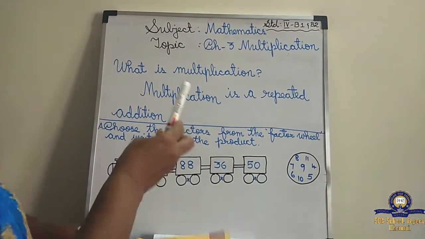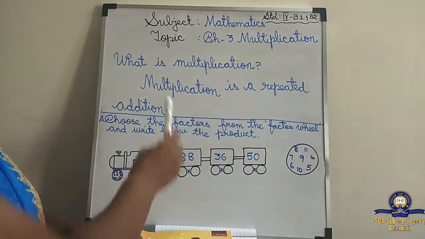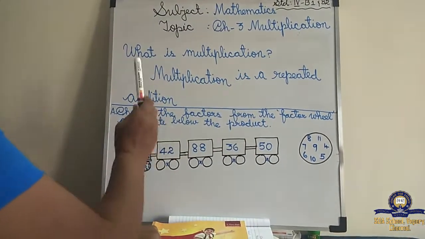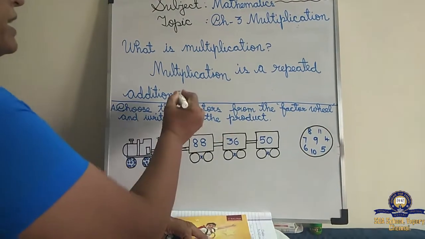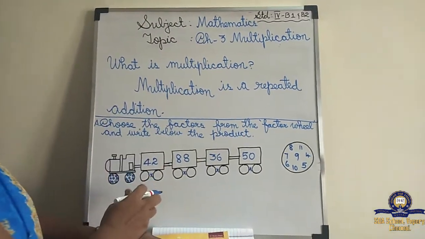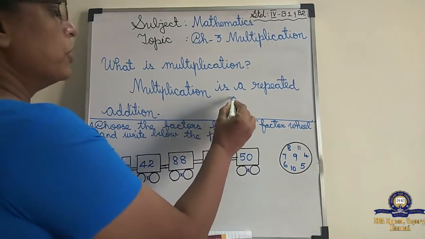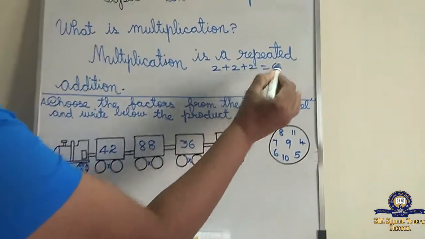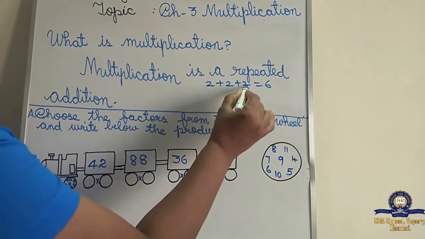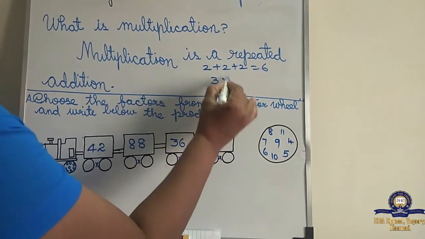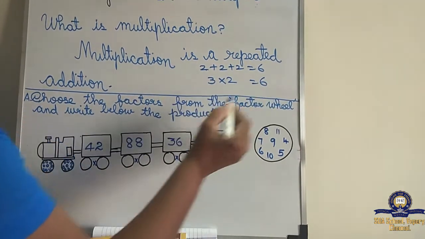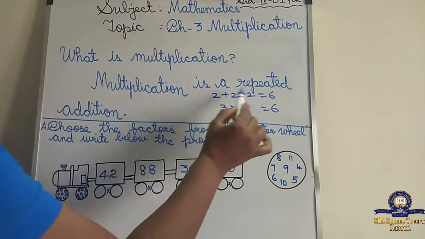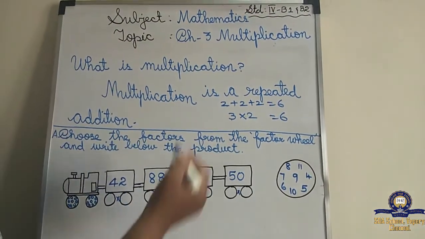First, let us know what multiplication is, children. Multiplication is repeated addition. If you add 2 plus 2 plus 2, what will come? 6 will come. Likewise, how many 2's are there? 3 2's. And 3 2's are 6, the same answer. So multiplication is repeated addition.